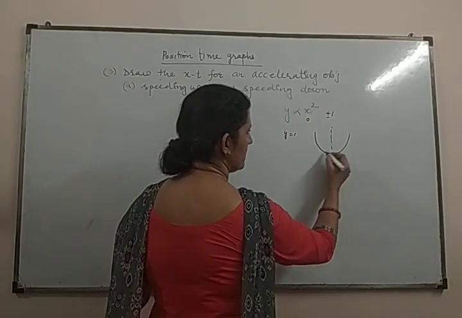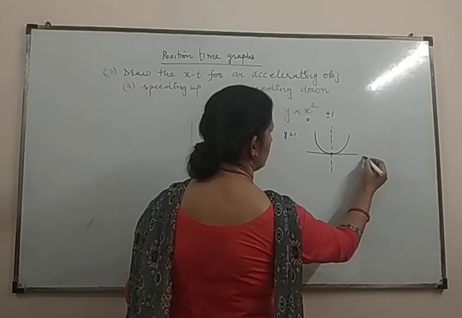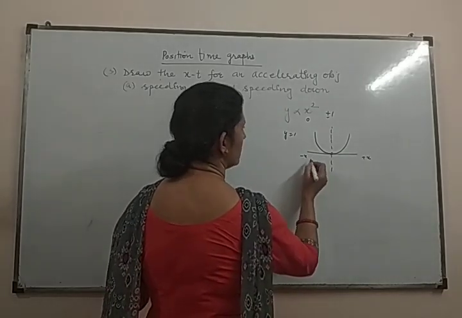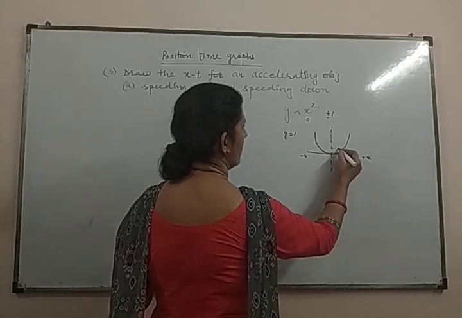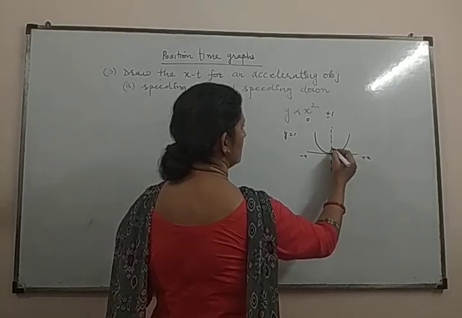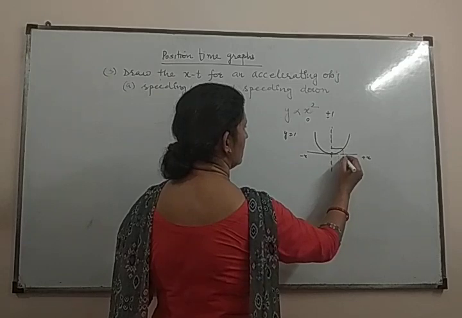So this is y-axis and this is x-axis. This is plus x-axis, this is minus x-axis. For plus 1, you will have one value for y. Suppose this is 1.